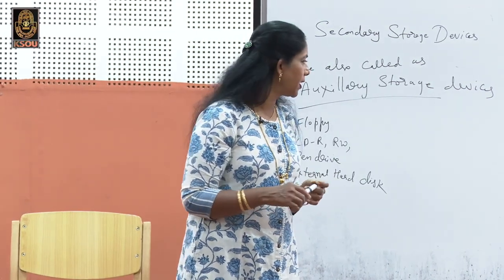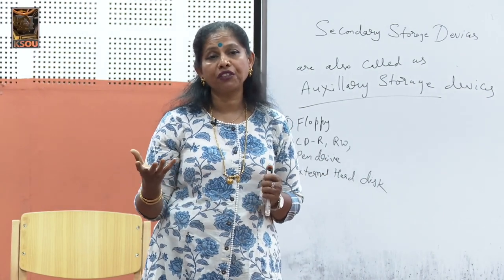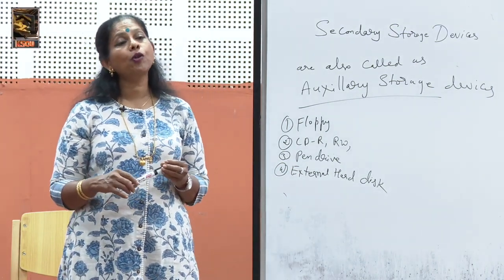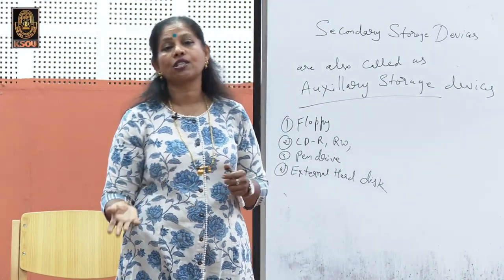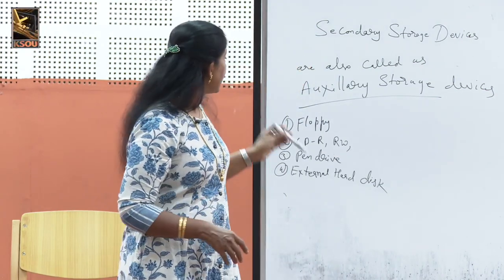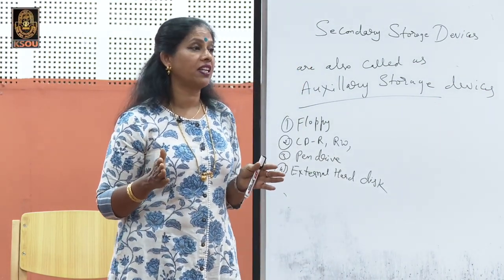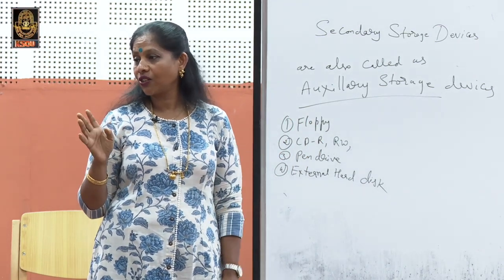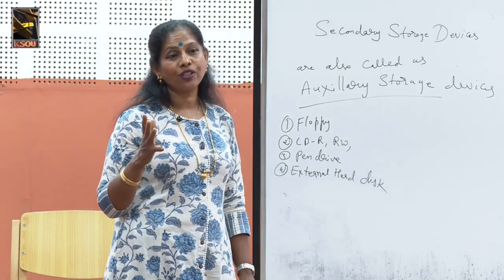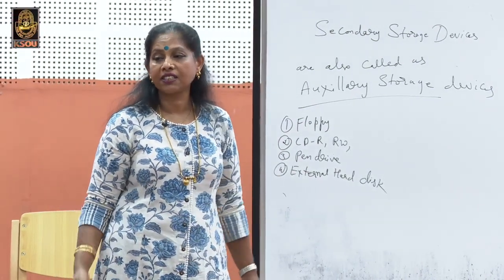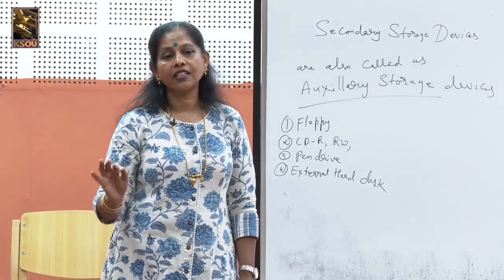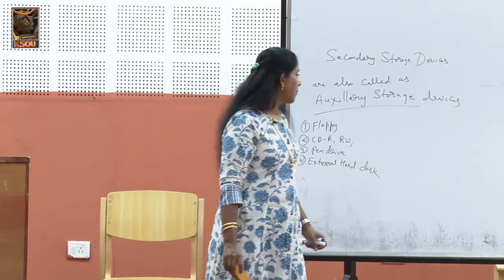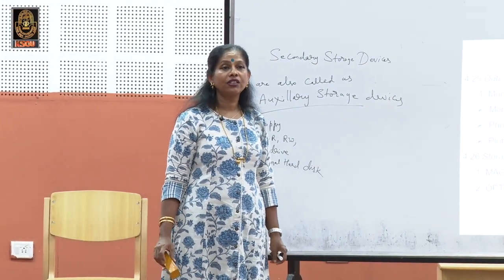CD-ROM means read-only memory, then DVDs, all these are different types of CDs. CDR means compact disc recordable, only for reading purpose, you cannot write on it. CD-RW means read, write. You can erase the data, you can write on it also. Okay. So there are different types of CDs. So these are all called as secondary storage devices. Secondary storage devices are also called as auxiliary storage devices. Okay, select the correct one. Got it? You all have learned monitors, printers, plotters, then different types of secondary storage devices.